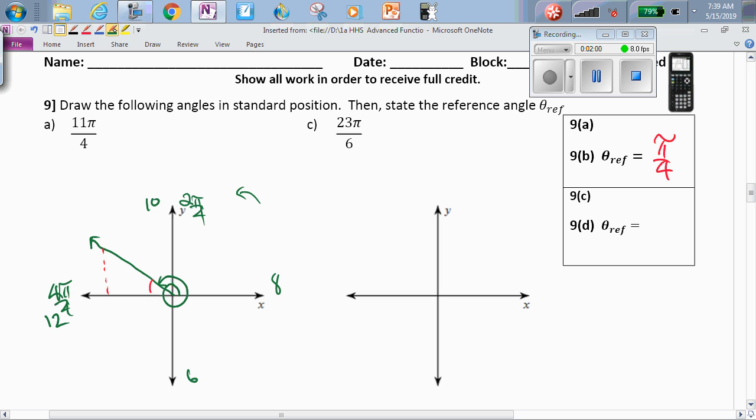This next one, we're doing over 6, this is 6 pi over 6, which makes that 3, 3, 6, 9, 12, 15, 18, 21, 24. And we need to do 23, so it's going to be 1 back. So we're going to go, remember it's counterclockwise, and we're looking for the angle that's left over, which is going to be pi over 6.